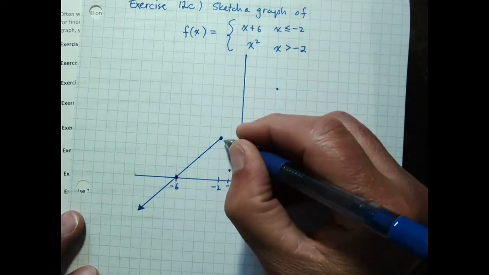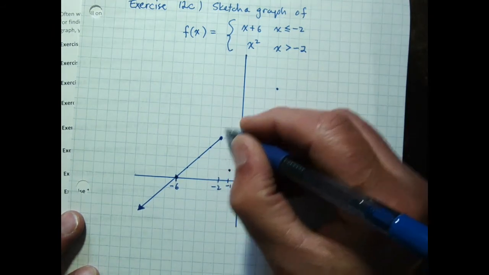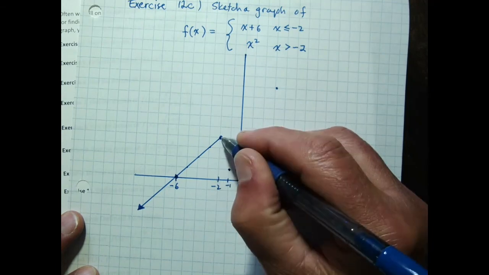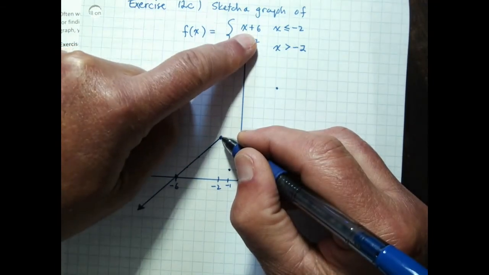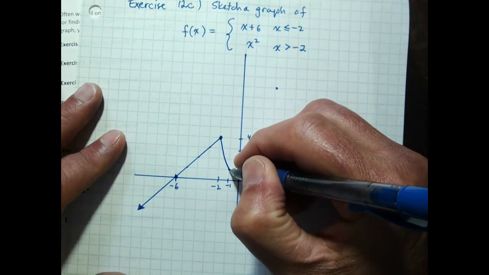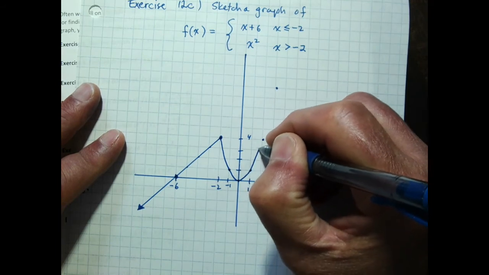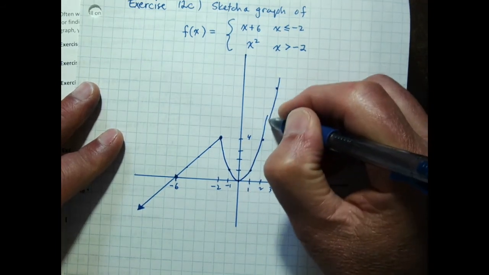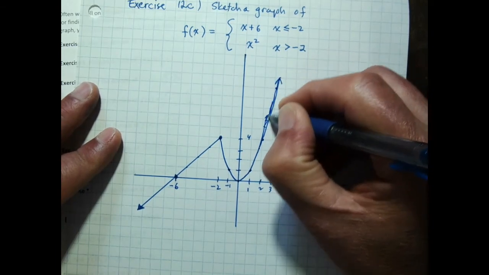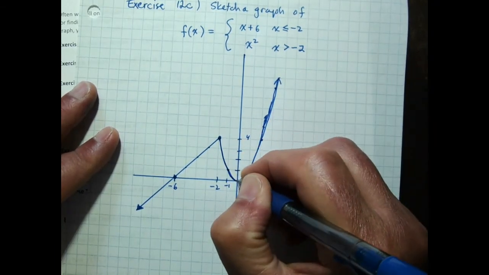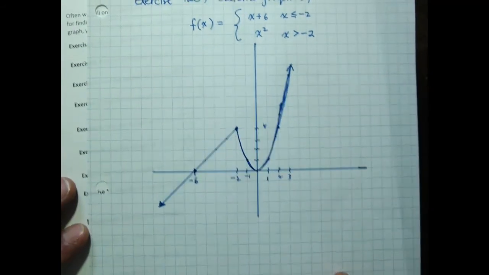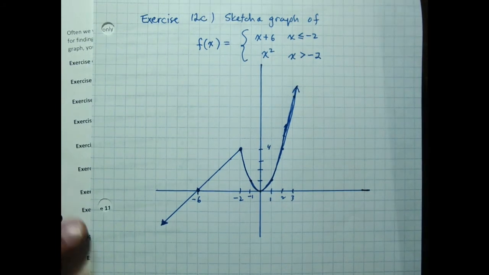Now I don't place an open circle over it because remember this is a graph of the final function, and the final function has the point negative 2, 4 on it. That's defined by the x plus 6. So we're just going to connect up our parabola like so. And here's our final graph. A little sloppy. So there's the final graph of this piecewise function.